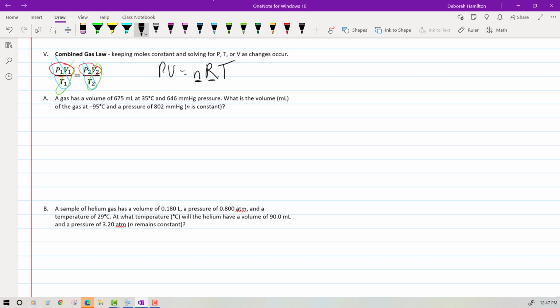All right, so let's take a look at this first one. We'll assign our variables as we go. And I see we have a volume first, and we'll do that volume in blue. We have a volume of 675 mLs. All right, the first temperature is 35 degrees Celsius. And if you remember, we add our 273 to that right away. And that gives us 308 Kelvin. All right, and then we have our pressure. The first pressure is 646 millimeters of mercury.